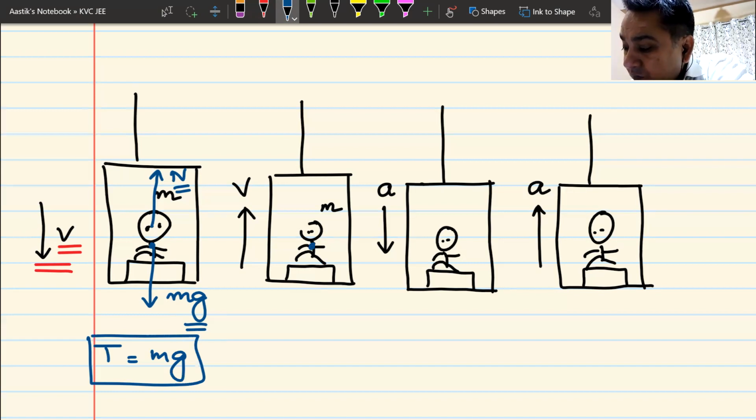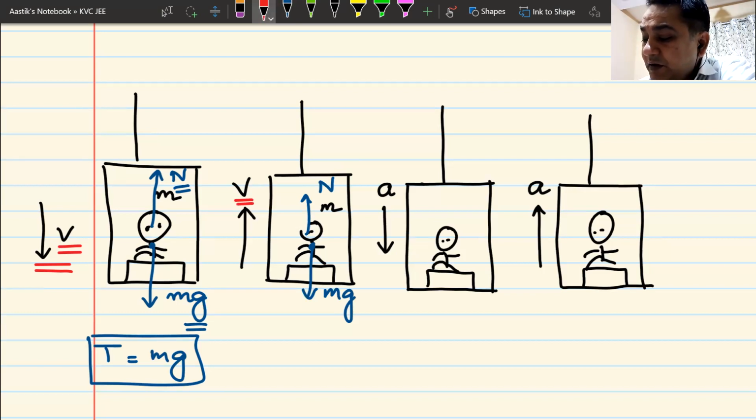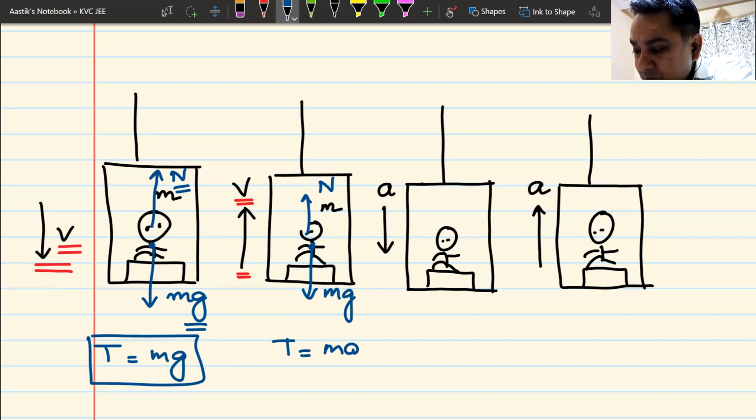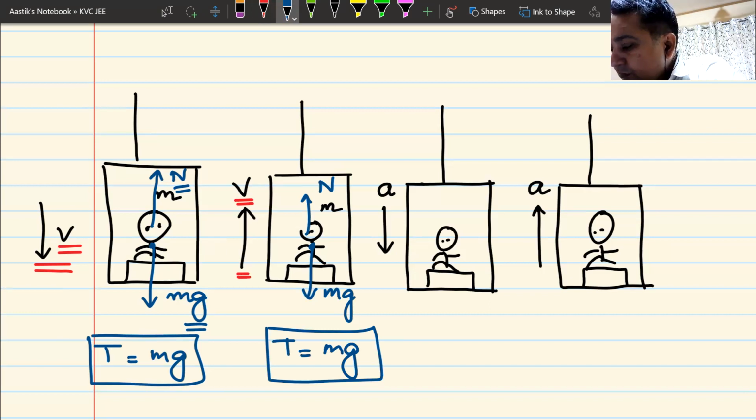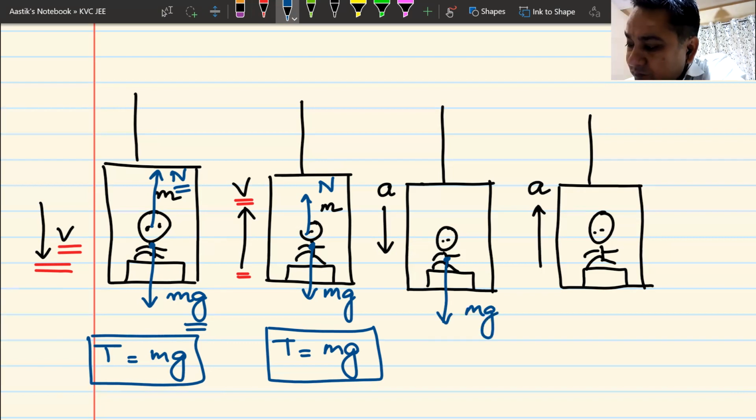Second case, real force mg downwards, normal reaction from the weighing machine, N upwards, which is the reading in the weighing machine. Velocity v is upwards, doesn't matter. It is still an inertial reference frame. N is equal to mg. That becomes the equation. Whether you write it from the lift or from the inertial reference frame, both have to be the same.